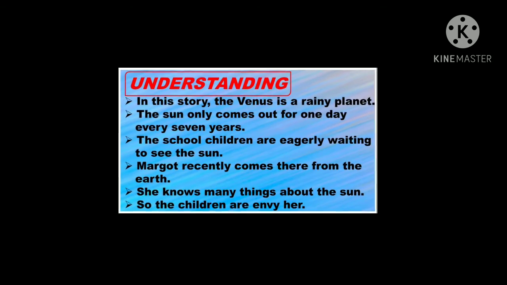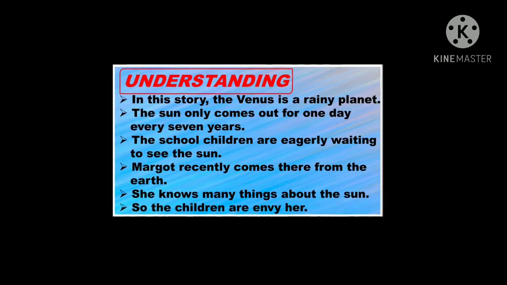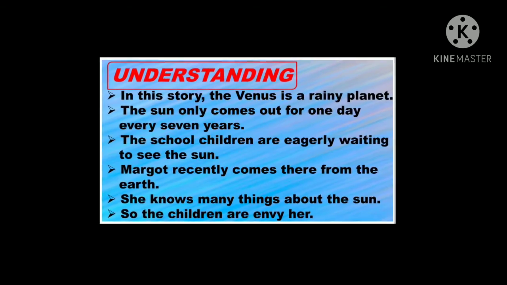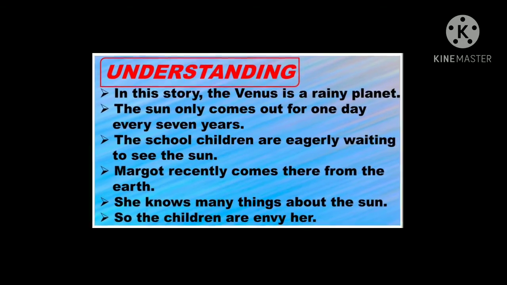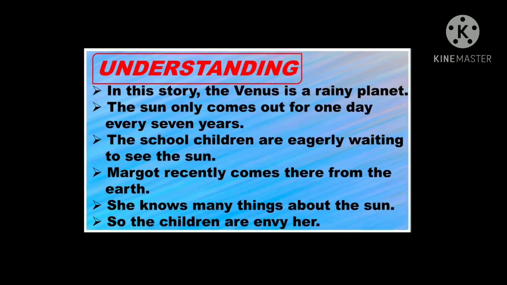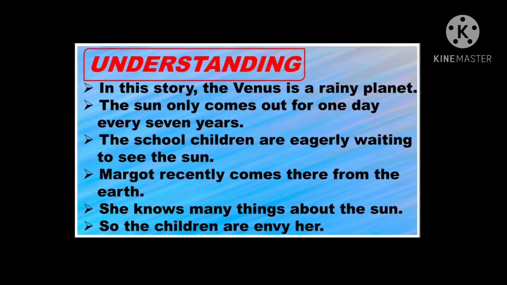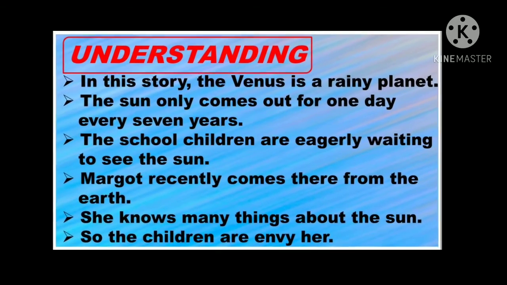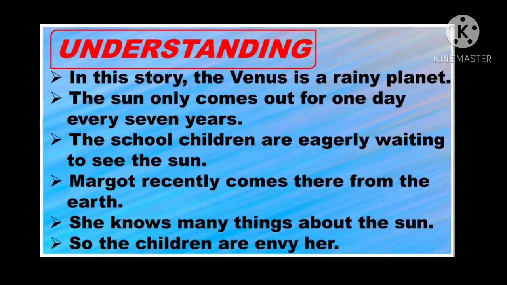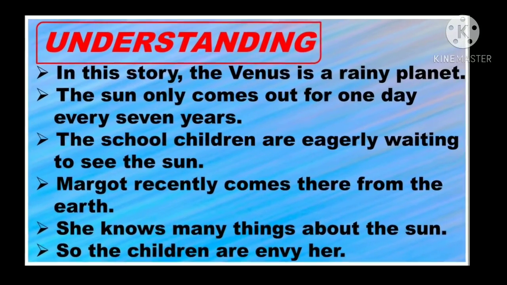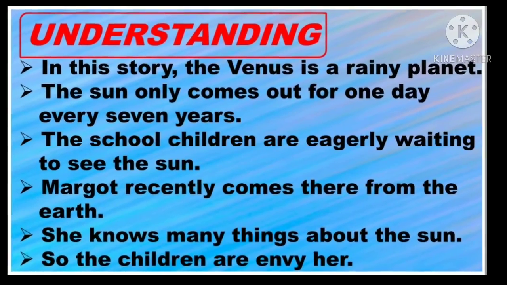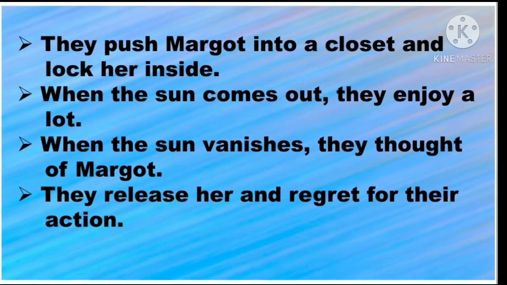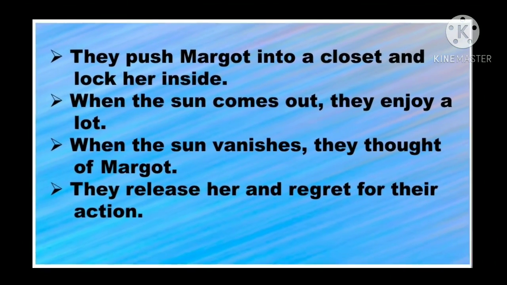Let's see a few key points for better understanding. In this story, Venus is a rainy planet. The sun only comes out for one day every 7 years. The school children are eagerly waiting to see the sun. Margaret recently comes there from the earth. She knows many things about the sun. So, all the children envy her. They push Margaret into a closet and lock her inside.